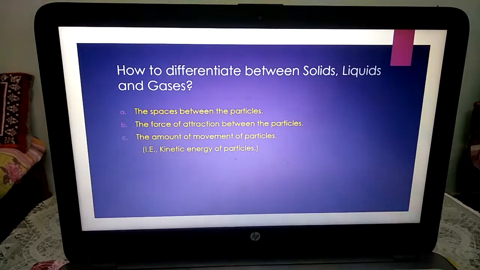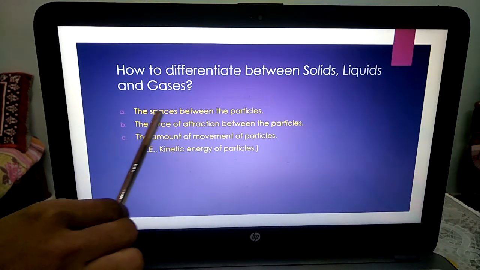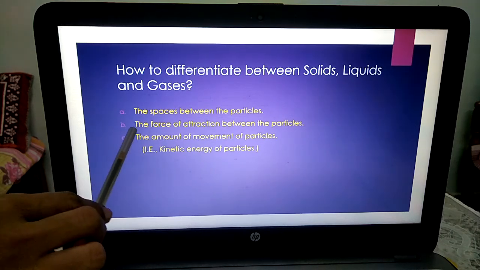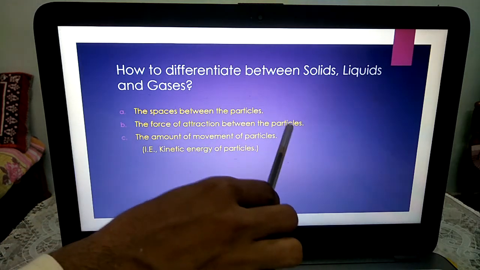Air is present everywhere. Now how to differentiate between solids, liquids and gases? The spaces between the particles. If there is no space between the particles, it is said to be solid, and if the spaces between the particles are somewhat there, it is called liquid. And if the spaces between the particles are so much, the particles are far apart, it is nothing but air or gas.